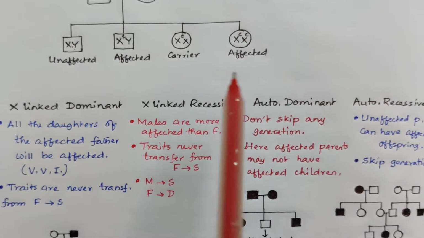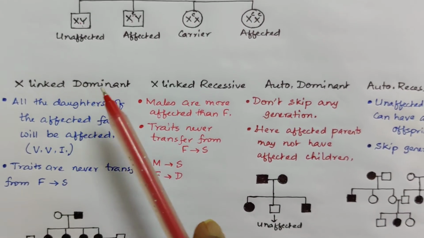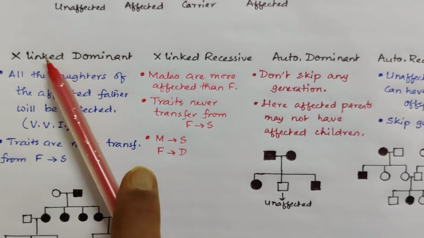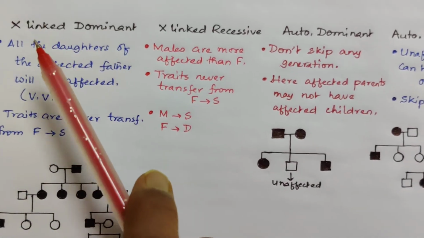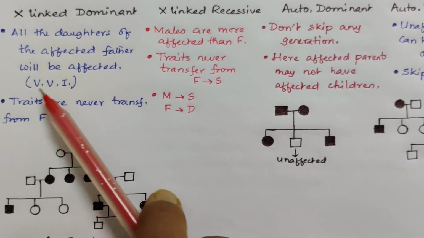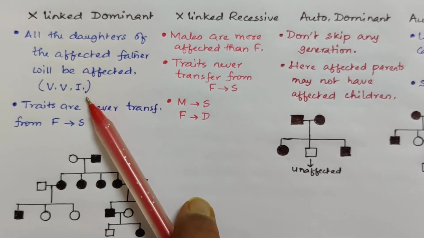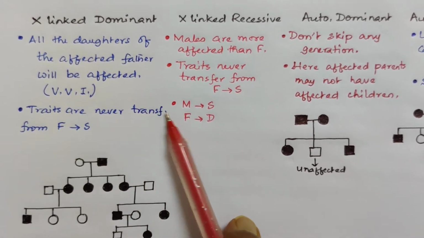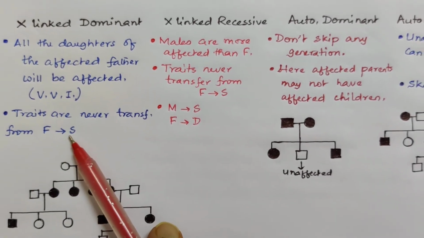Okay, remember this. Now what are the catchy words? That means what are the tricks? You have to remember, in case of X-linked dominant traits, all the daughters of the affected father will be affected. This is very, very important to know. And second point is, the traits are never transferred from father to son.